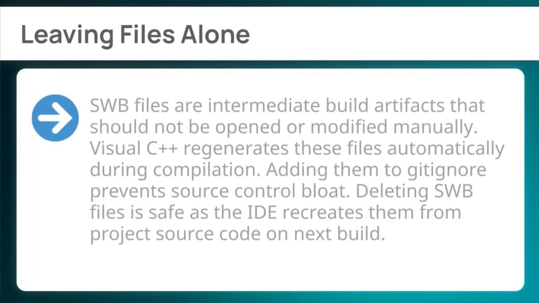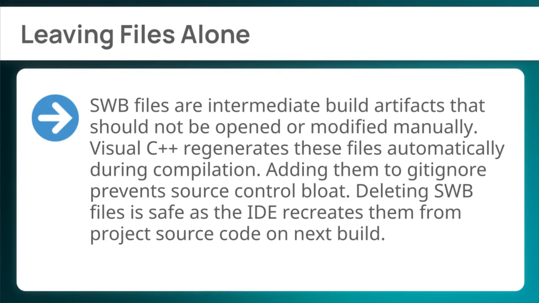First, leaving files alone. SWB files are intermediate build artifacts that should not be opened or modified manually. Visual C++ regenerates these files automatically during compilation. Adding them to gitignore prevents source control bloat. Deleting SWB files is safe as the IDE recreates them from project source code on next build.